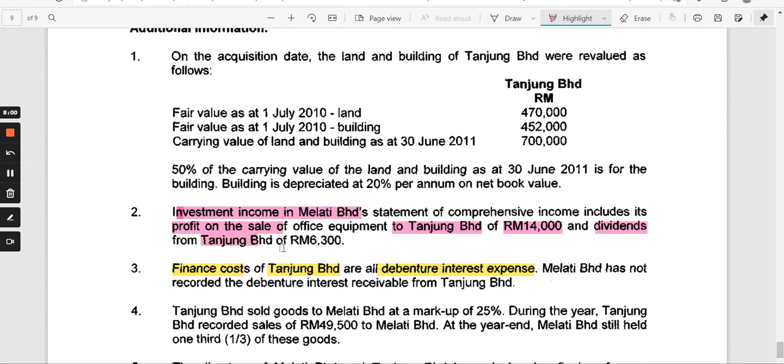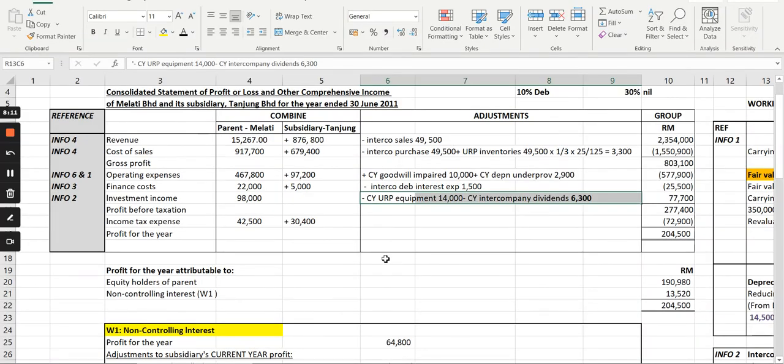And one more is the dividends. Dividends from Tanjung, 6,003. I've already explained in my first video how you derive this 6,003. You can check the workings or the first video. So that should be removed. If you remove it, you need to deduct, and you have 77,700. Next, there is no other thing.